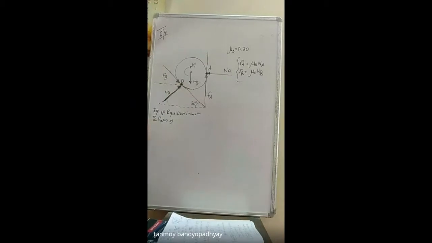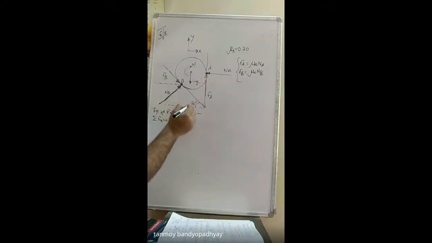Still, let me do it. Fx is equal to 0, so you have to choose the x direction. This is the x direction we are choosing, and this is the y direction. So sigma Fx is equal to 0. NA is in the negative x direction, so minus NA, and NB will have a component.